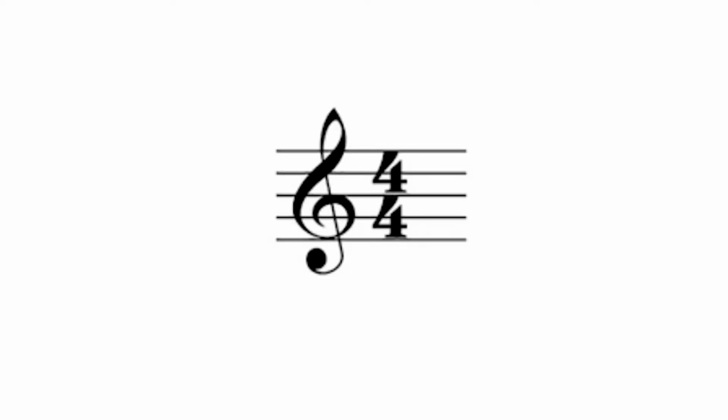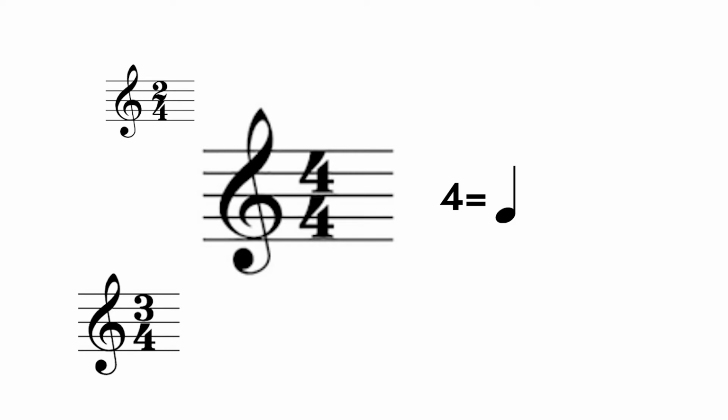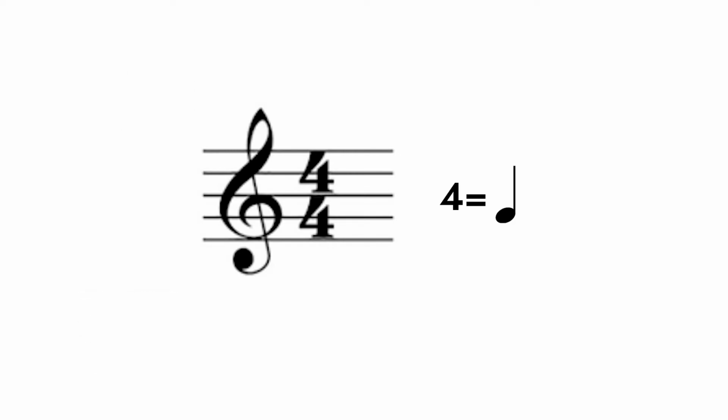2, 3, or 4, what are we gonna be counting up to? Now the bottom number in the time signature tells us what note equals one beat. For these, 4 means quarter, so that quarter note is gonna be one beat. That's the most common one. 8 means eighth, which is fairly common too. 2 could mean a half note, or 1 could really mean a whole note. We don't use those too often though.